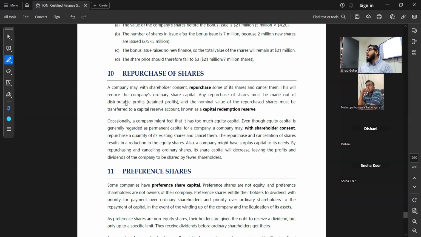Then, my friends, we talked about repurchase of shares. I told you the company has the right, but not the obligation, to buy back the shares. Which shares? Common shares and irredeemable preference shares. Because when we issue common shares, they are in existence indefinitely. When we issue irredeemable preference shares, they are also in existence indefinitely. The company will not buy back. If as a shareholder you are not satisfied with the company, what to do? Sell in the market.